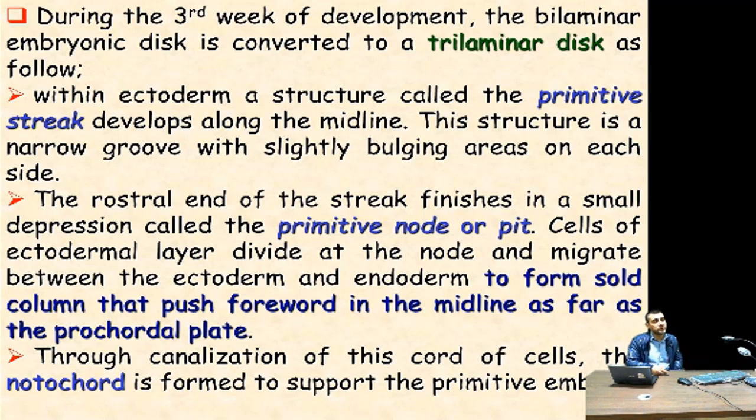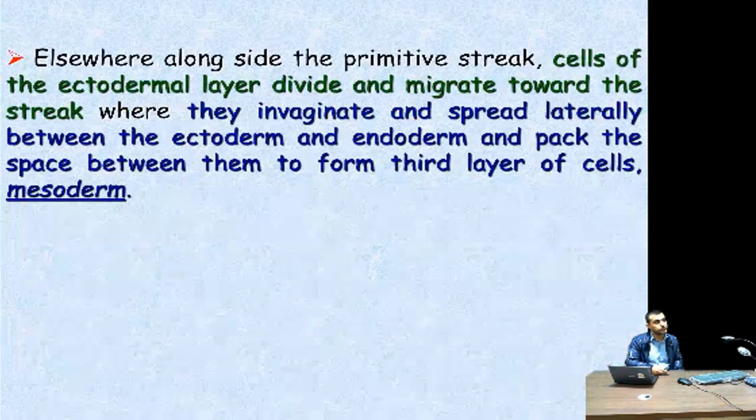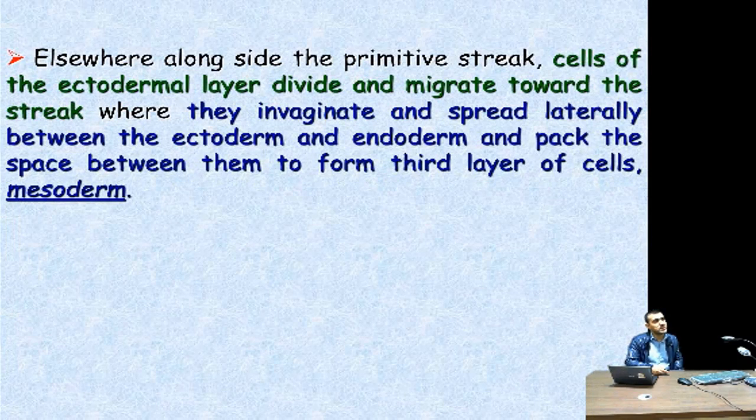Now we have to say that after 3 weeks, we have a primitive streak and neural groove. A layer is formed between the ectoderm and the endoderm. We call it the mesoderm. As we move alongside the primitive streak, cells of the ectoderm layer divide and migrate toward the streak, invaginate and separate laterally between the ectoderm and the endoderm, and fill the space between them to form a third layer of cells called the mesoderm. Then you go back to the ectoderm and endoderm.